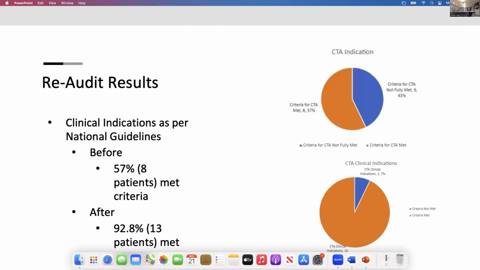So in this picture, you will see adherence to clinical indication. Out of the 14 patients in the first cycle, 8 patients fully met the criteria for the CT angiogram. 6 patients did not fully meet the criteria for the clinical indications, still they had the CT angiogram done. We wanted this to improve. We wanted fewer people to have the angiogram when they don't really need it. And so after our intervention, in the next cycle, for our new 14 patients, 13 patients fully met the criteria, and only 1 patient did not meet the criteria for the CT angiogram.